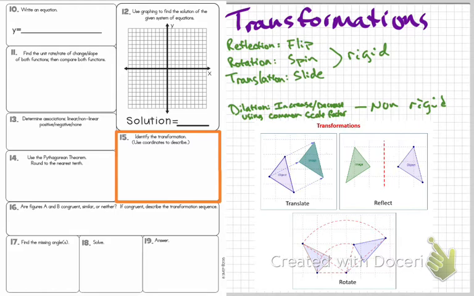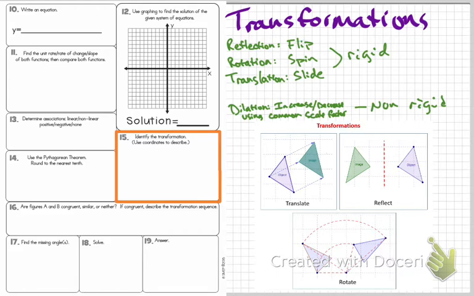We'll start with the translation. The translation, you're going to notice that the orientation of that shape is still the same, meaning that the corners are still in the same position of that shape. It's still obviously the same type of triangle, but it has simply slid on the coordinate plane, and it looks like it's kind of slid up and over a little bit. Our reflection, we can see that the orientation of that shape has shifted.